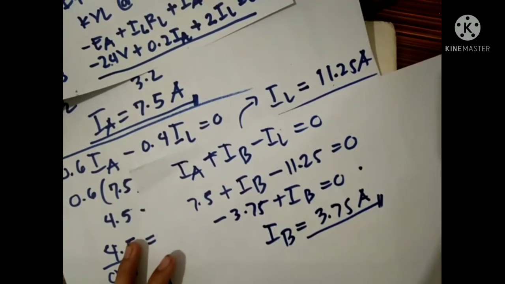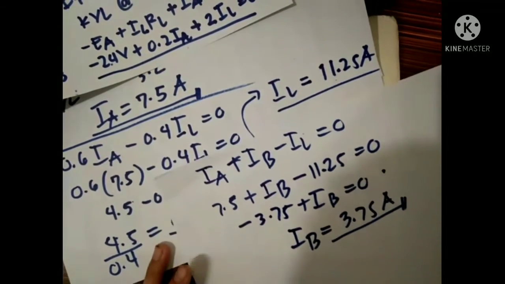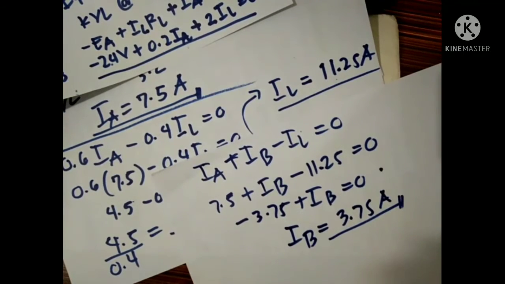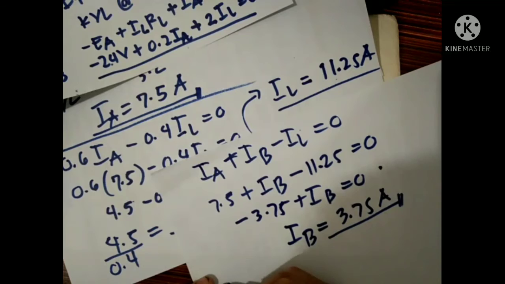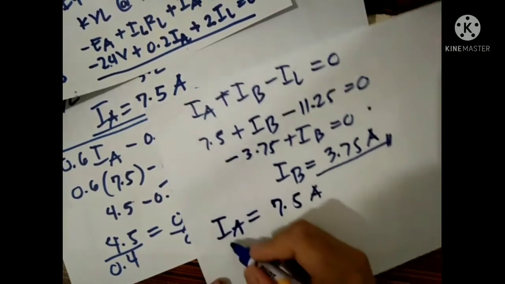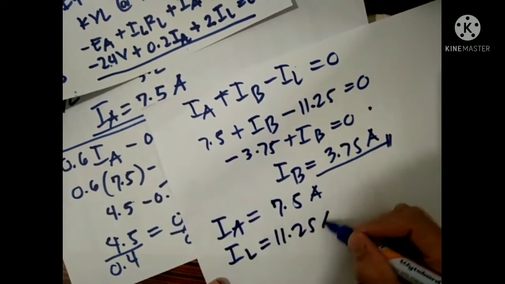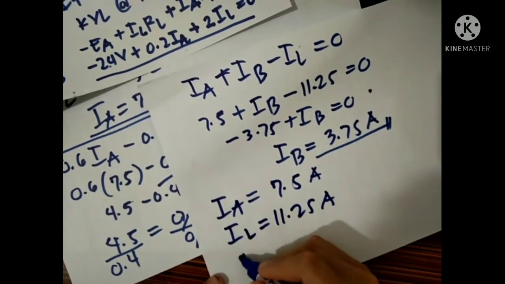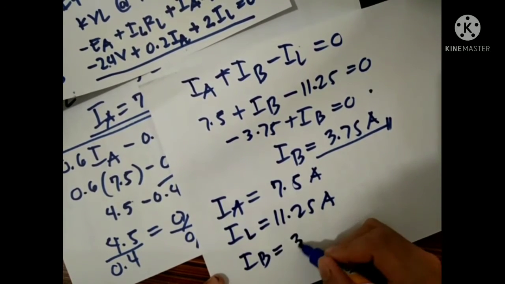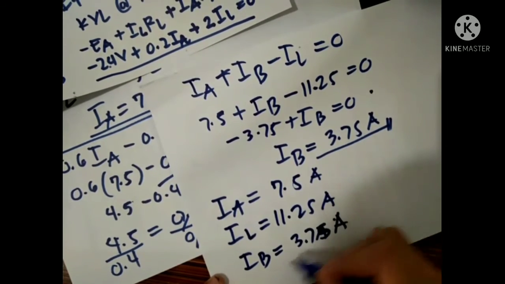So we already get the three values for every current delivered by the batteries. In summary, IA has a value of 7.5 ampere, IL has 11.25 ampere, and the last one is IB, which has 3.75 ampere.